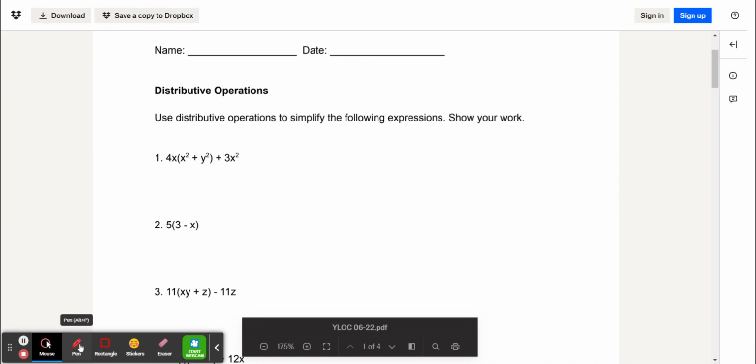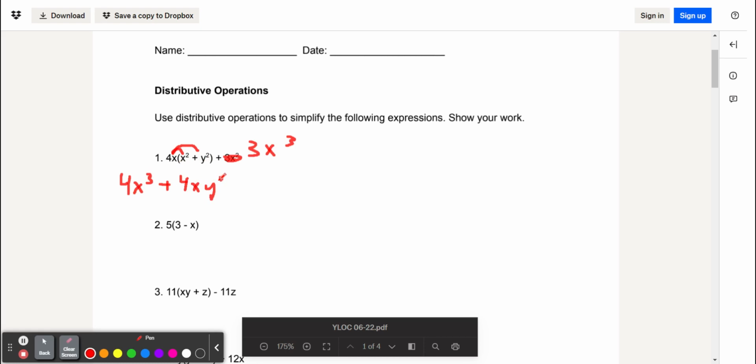For our first problem, there's actually a little error. This is not supposed to be 3x squared, it's supposed to be 3x cubed. So, in this problem, we'll need to distribute the 4x out to the x squared and to the y squared. So, we do 4x times x squared, which will give us 4x cubed. And then we'll do 4x times y squared, which will give us 4xy squared. And then add in the 3x cubed at the very end.